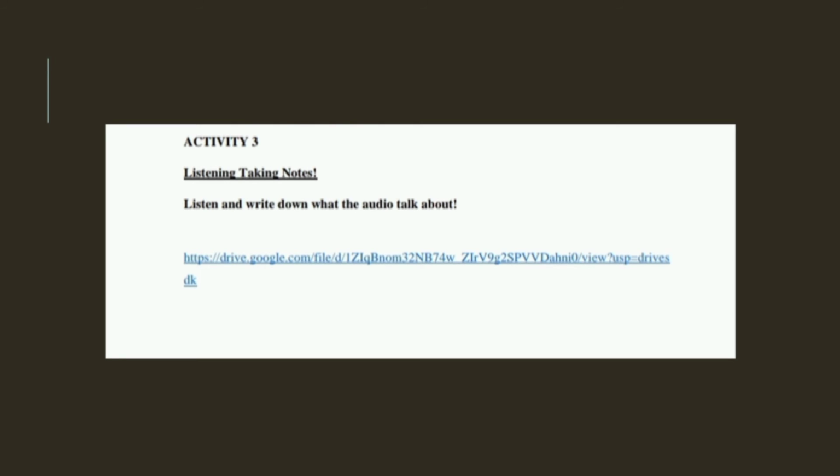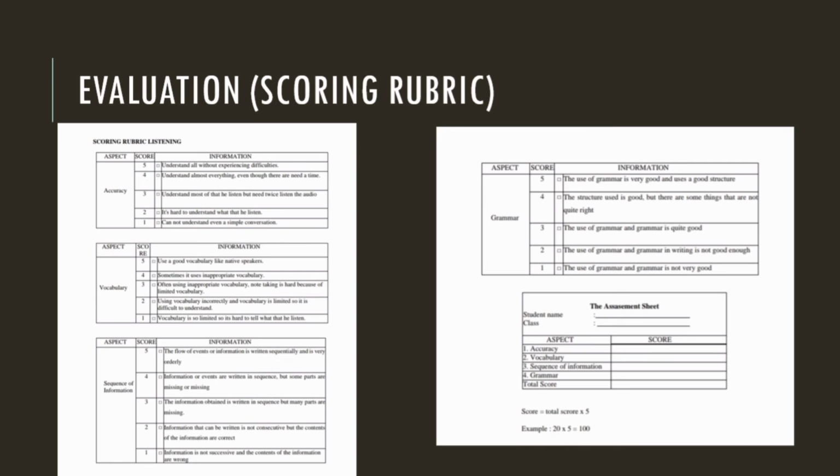And this is my activity 3, listening, taking notes. In this section, I add a link from Google Drive. So when a student clicks this link, they can listen to the audio. In this activity, students listen to the audio carefully, and after that they take notes. And this is the evaluation scoring rubric for the listening section.